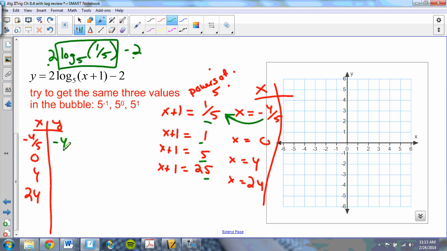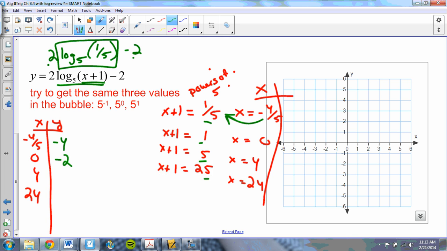Somebody else. Spring, what's 0 plus 1? 1. I gave you the easy one. Sorry, Andy. 5 to what power is 1? 0. Good. What's 2 times 0? 0. Minus 2? Negative 2. Sweet. Somebody else will do 4. Joe, what's 4 plus 1? What's log base 5 of 5?